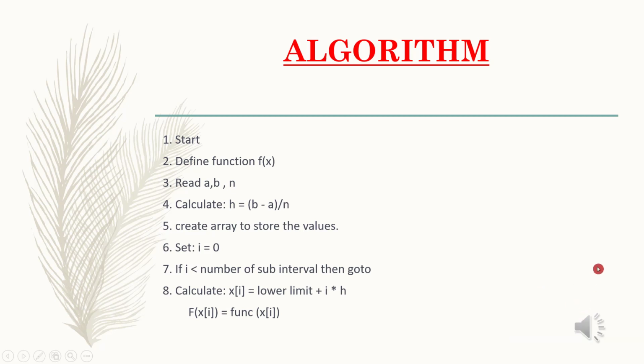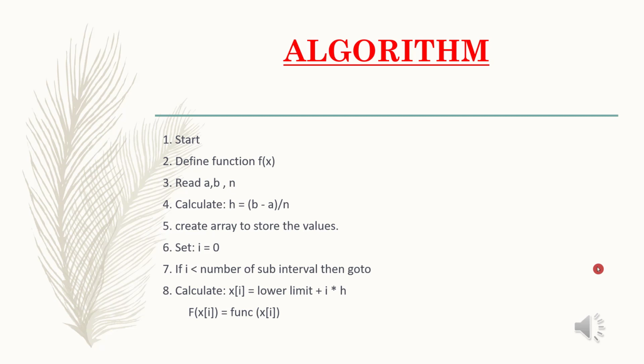Algorithm. Now we'll discuss the algorithm of Simpson's 1 by 3rd rule. First we start the program. Then we have to define the function. Now we input a, b and n, where a is the lower limit of integration, b is the upper limit of integration, and n is the number of subintervals. Then we calculate the step size h by the formula upper limit minus lower limit divided by number of subintervals, that is b minus a divided by n.